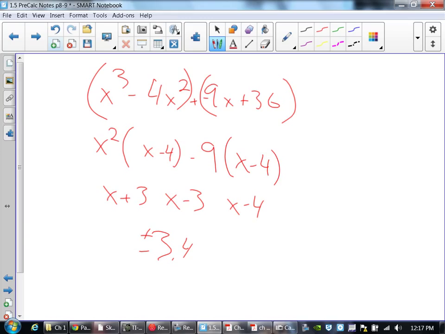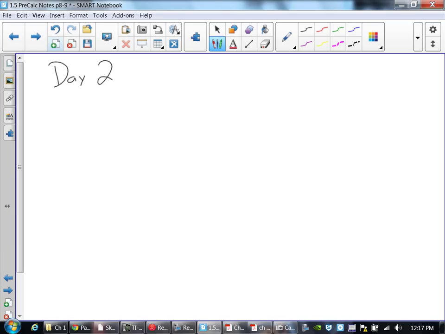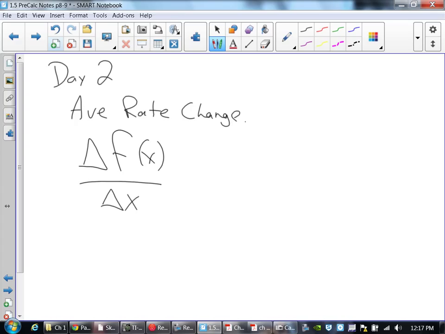When you're talking about average rate of change in day 2, this is the change in f of x, the change in the function, divided by the change in x. So if you're looking at number 65, for example, it said x squared plus 12x minus 4 is your f of x. And your two x values they want you to look at are between 1 and 5.